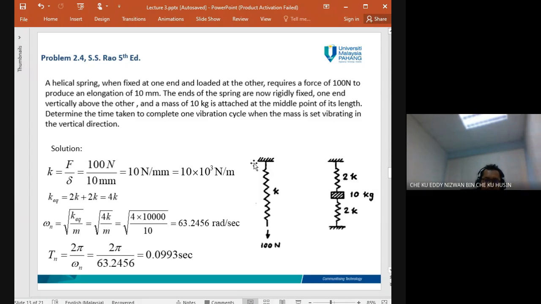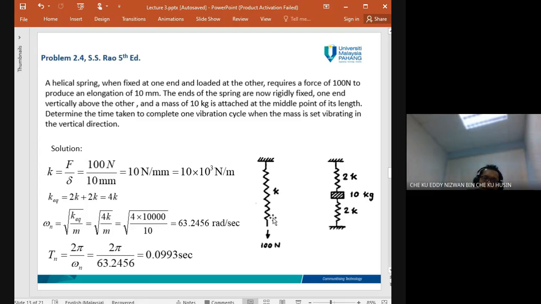The information given is the elongation of the spring when a 100 Newton force is applied, and this is given to calculate the stiffness of the spring. But the question asks to find the time taken for one complete cycle, which means we want to measure the period of oscillation. This relates to the frequency of oscillation, which depends on the value of the stiffness and the value of the mass. So you have to know both values to find the period of oscillation.